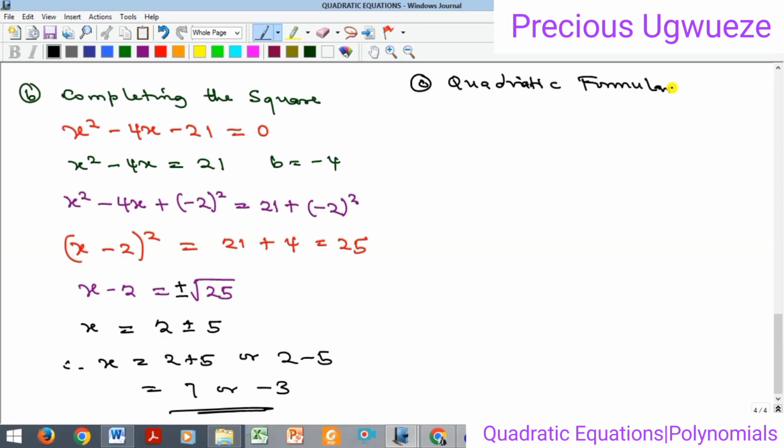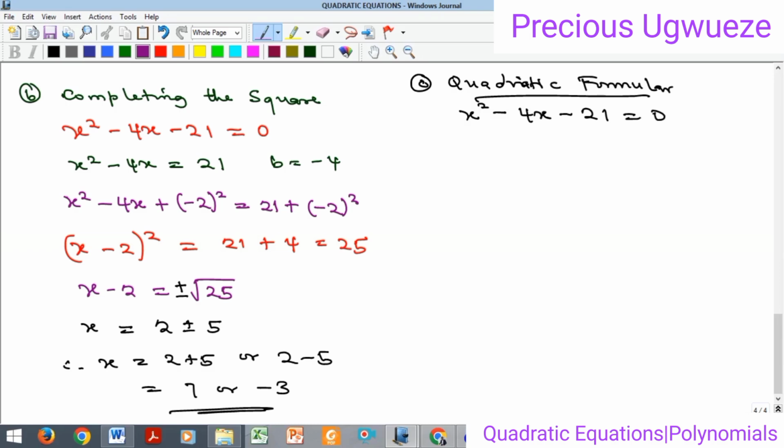Okay, so the quadratic formula, we are still going to solve this same example. The reason why I'm using this example is so that you will see that the three methods are just the same. They will give you the same answer. So if you are given any quadratic equation to solve at any time, it is your choice. Choose any method, except the examiner tells you what method to use. But if not, you are allowed to use any method, because all the methods will give you the same solution.